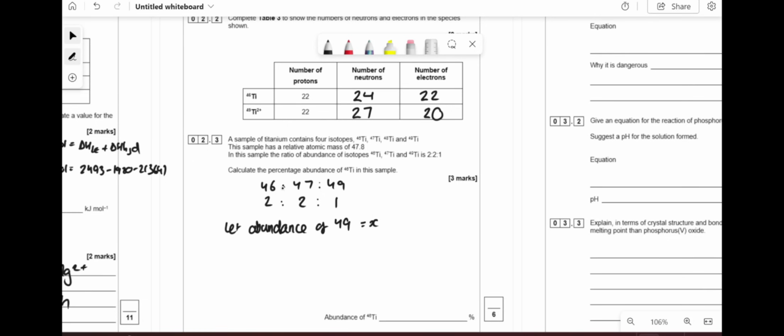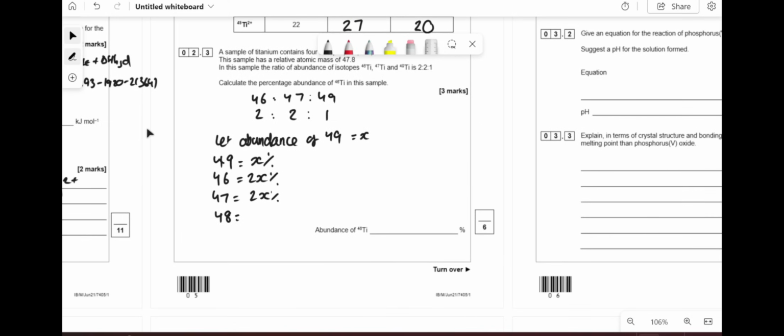So this ratio is telling us that there's 2 times as much 46 as there is 49 and 2 times as much 47 as there is 49. So 49 has an abundance of x percent. 46 is going to be 2x percent. 47 is going to be 2x percent. Now we've worked out an algebraic expression for all of those, but what about 48? We don't know what 48 is. Well, the abundances all have to add up to 100. So that means that 48 is going to be 100 minus all of these. So minus 1x, 2x, and 2x. So that means you're going to have 100 minus 5x.